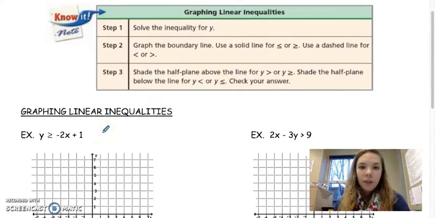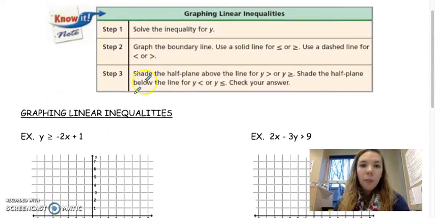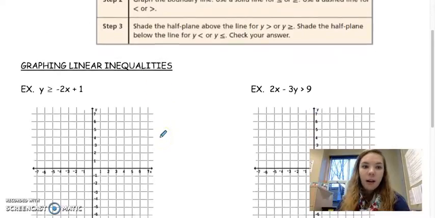All right, the other side of your page. So step 1, solve the inequality for y. We always want to isolate y when we're graphing because it helps us, first of all, graph the line with our slope and intercept, but second of all, that's also necessary for us to know where to shade. Then we want to pay attention if we need a solid line or a dashed line, depending on our symbol. And then lastly, we'll shade the correct side.